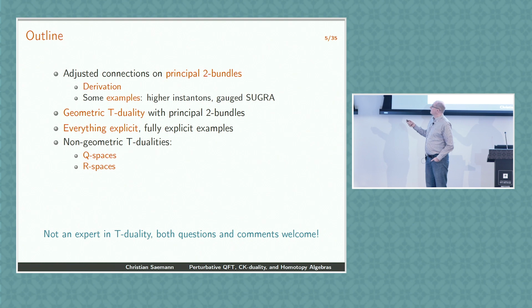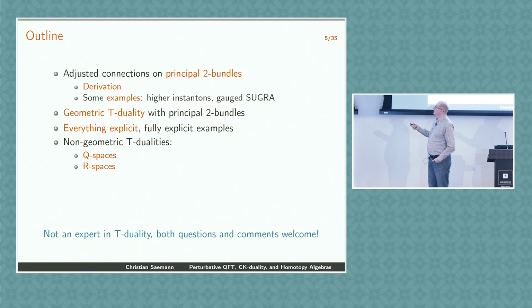But then I'm done with this, and then I switch to geometric T-duality, explain how this works with principal 2-bundles. That has been verified, that our construction indeed works, and it matches all the expectations that I can think of. And the really nice thing about this construction is that everything is incredibly explicit, right? So usually when you work with higher structures, they package up a lot of information, and unpacking this information can mean quite a bit of work until you're down to a level where you can work with concrete formulas. But here, everything is incredibly explicit and also fairly simple, right? So this is what I like about this.